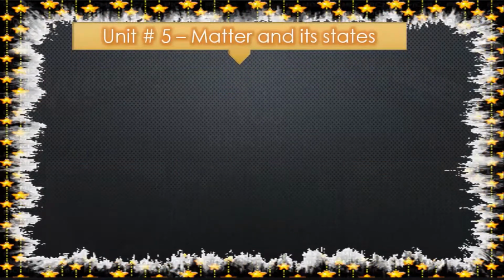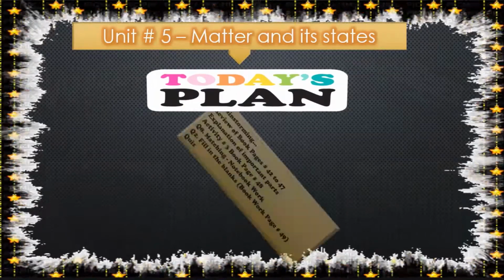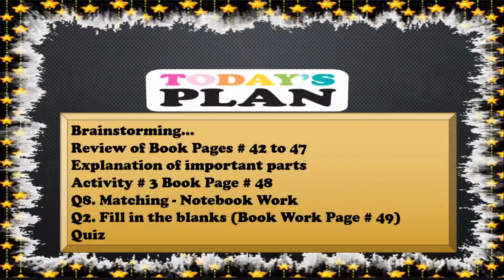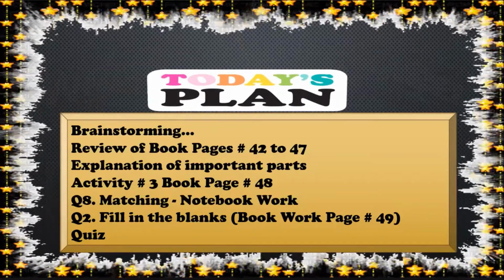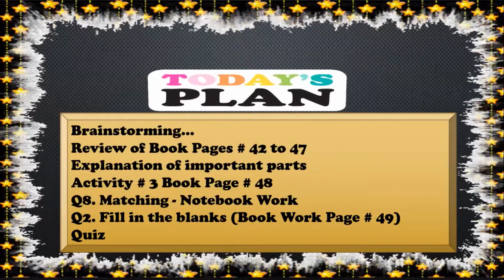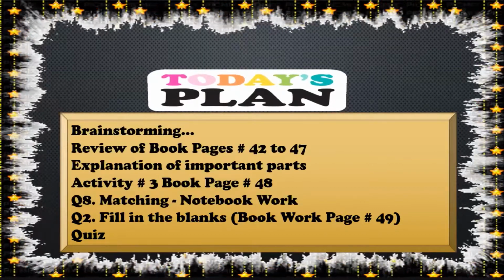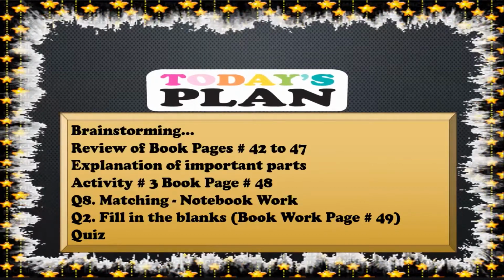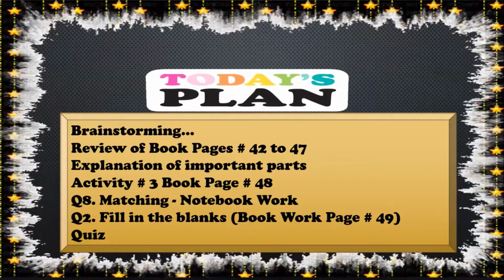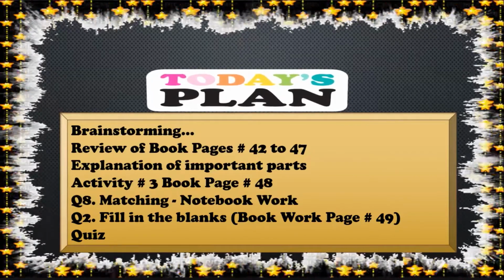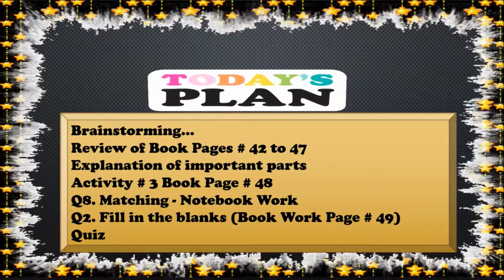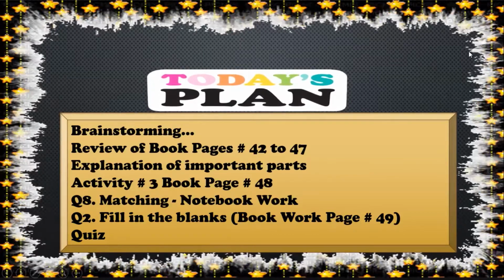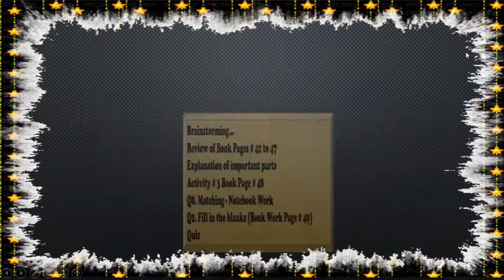This is the continuation of unit number 5, matter and its states. Today's plan: first of all, do the brainstorming, then review of book pages 42 to 47, explanation of the important parts of the lesson. We'll do one activity, which is activity number 3, page number 48. Then do some notebook work, question number 8, matching, and then do question number 2, as we all have done all the reading of book pages. So definitely we can do question number 2 now. After that, quiz.